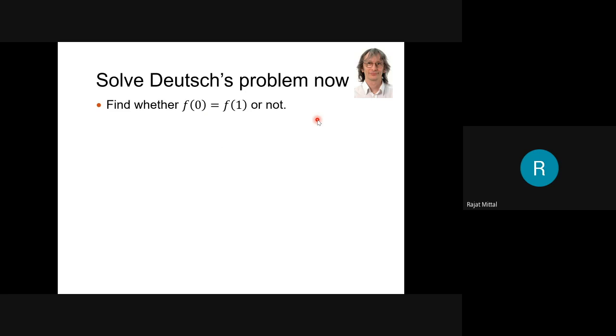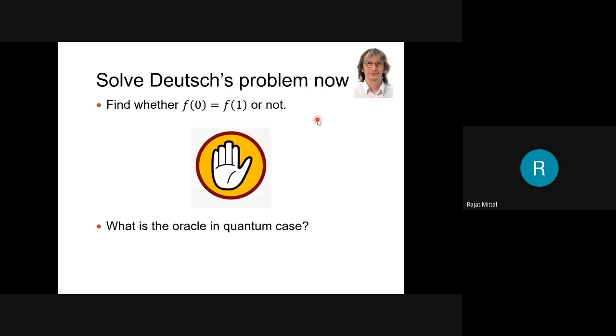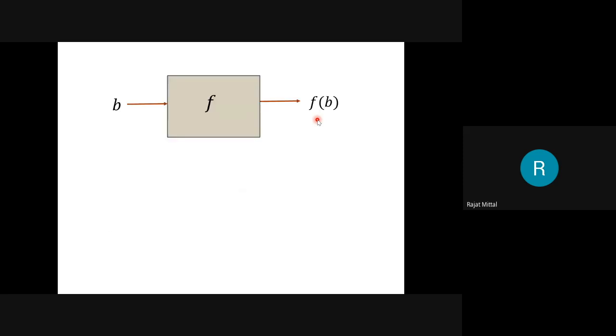How do I solve it now? Now I know quantum mechanics. How do I solve it? Point is, wait, I don't know what the oracle is in the quantum case. You might think it's straightforward. Classically, I had an oracle. When I send the state b, I get the output f(b). Now, if I set the state to 0, I should get f0 as the output. If I set state 1, then I should get f1 as the output. You would think that should be your quantum oracle.